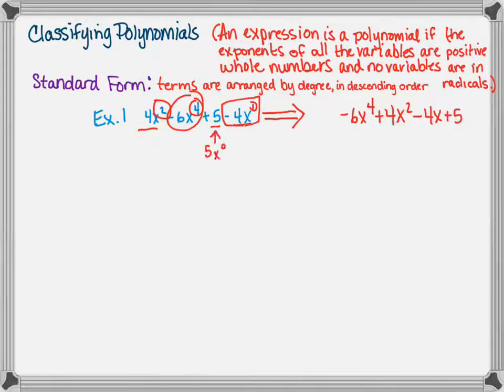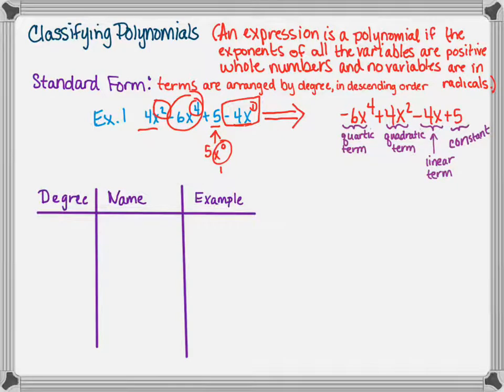So technically, a constant could be written as 5 times x to the 0. So the degree of a constant is 0. And this is because x to the 0 is 1. So 5 times 1 gives us our constant. This first term with degree 4, or highest exponent 4, is our quartic term. Then we have our quadratic term with degree 2. Our first degree term is a linear term. And our term with degree 0 is our constant.